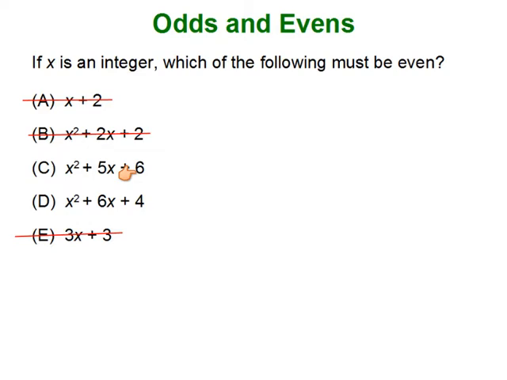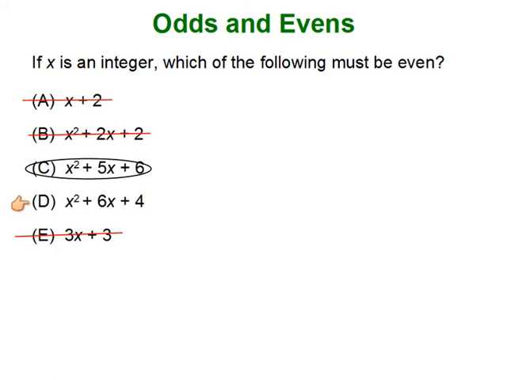If x is odd, this gives us an odd plus an odd plus an even. And what does an odd plus an odd always yield? Think 3 plus 3, 5 plus 5, 7 plus 7. Odd plus odd will always yield an even solution. Adding 6 to that will keep that solution even. So no matter what the circumstances are, answer choice C will always be even.